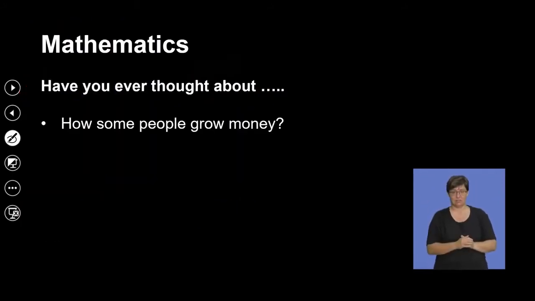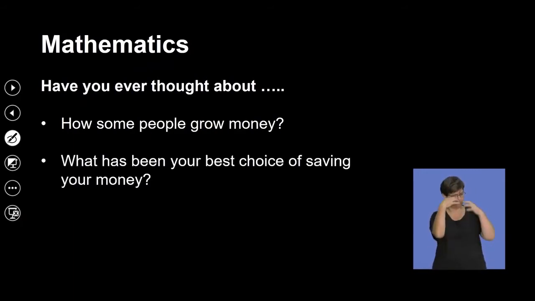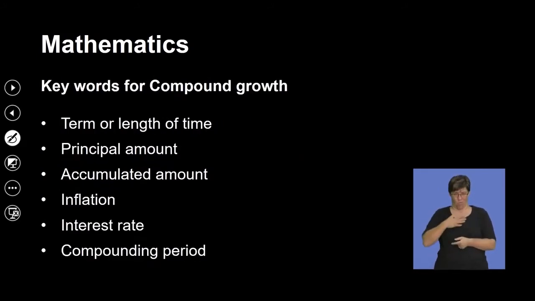Now, the very first question I want you to think about, which we've been looking at, is how exactly do people save or grow their money? And what has been your best choice of saving your money? Let's say you're trying to get those shoes that you know for a fact that at home they're not going to get you or anything of that sort. And then they say, no, we can give you extra money just to see whether you can save. What did you do to try and save up for that particular thing that you want?